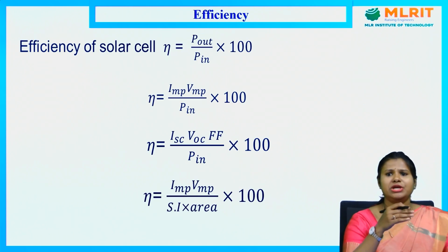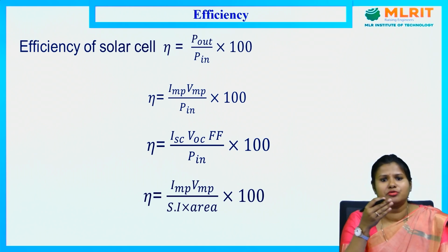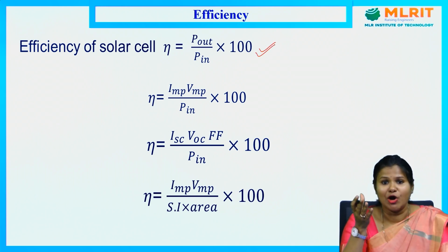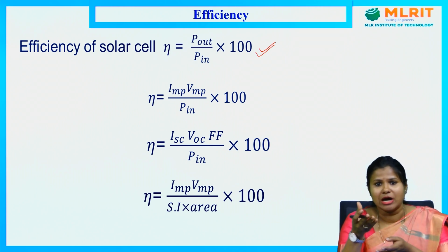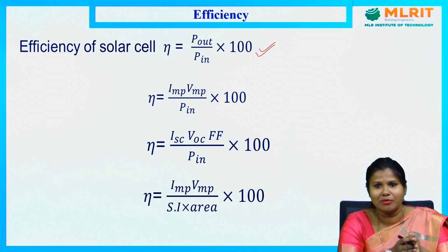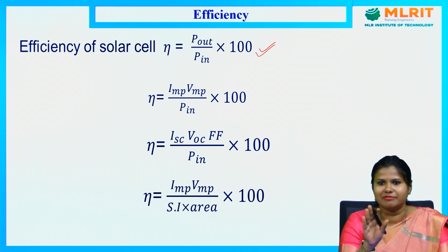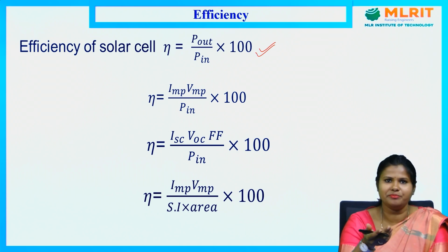Now we will see what the efficiency of the solar cell is. Efficiency of any device is the ratio of output power to the input power, into 100. This is the formula for how we calculate the efficiency. That means how efficient that device is, how much of the input power we give is converted to the output power, whatever energy or power we need. So the efficiency of a solar cell is also the same. We calculate it as P output by P input into 100.